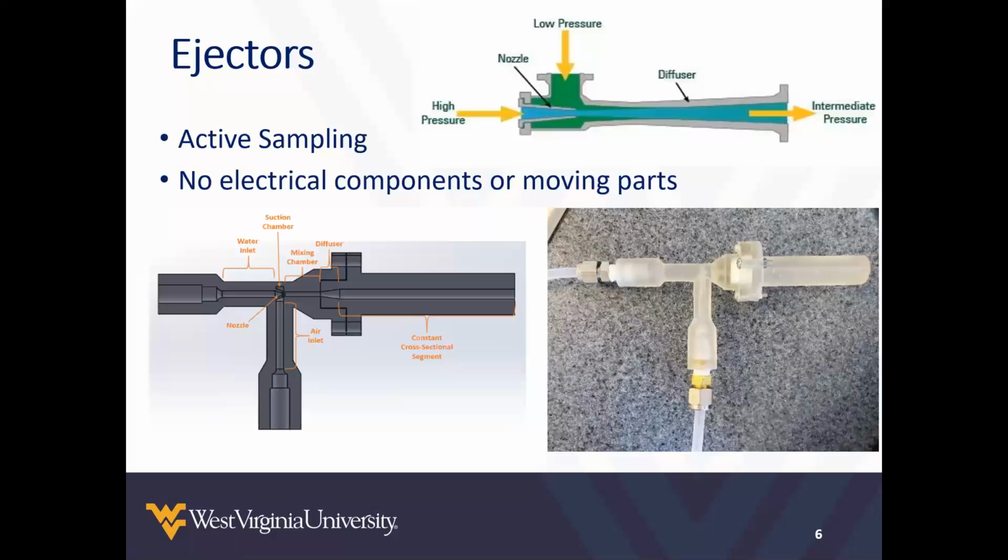So for our project, we actually designed and 3D printed, which you can see here, an ejector to be used. And so for our project, you would need one ejector per unit. So one ejector would also be mounted on the unit to pull the sample through. This is the 3D design. This is the 3D printed one that we tested.